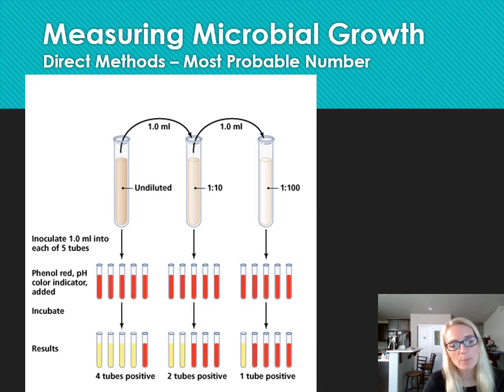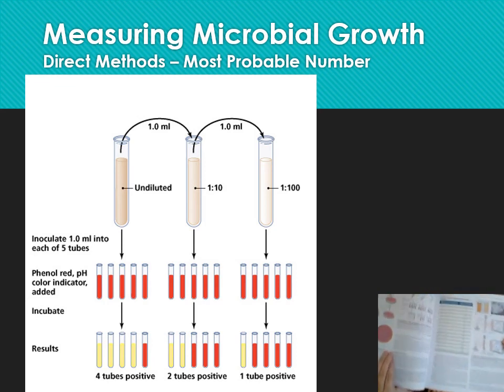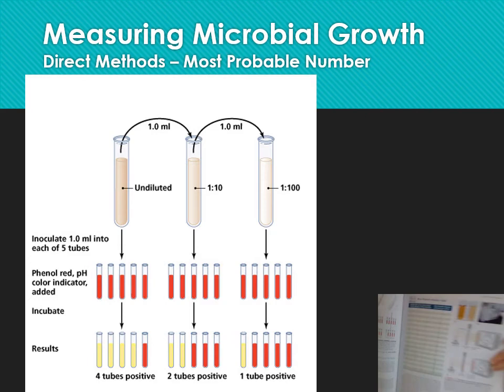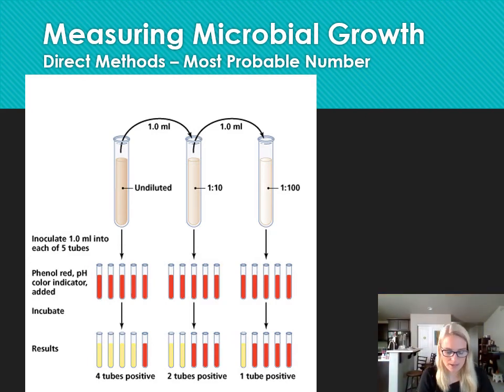And then with most probable number, you get a table. I had to go grab the book. It's on page 185. So you get this most probable number table. For example, if these results are 4, 2, 1, so 421 in the table, it's about a quarter of the way down the list. It says 26 bacteria per 100 mils.